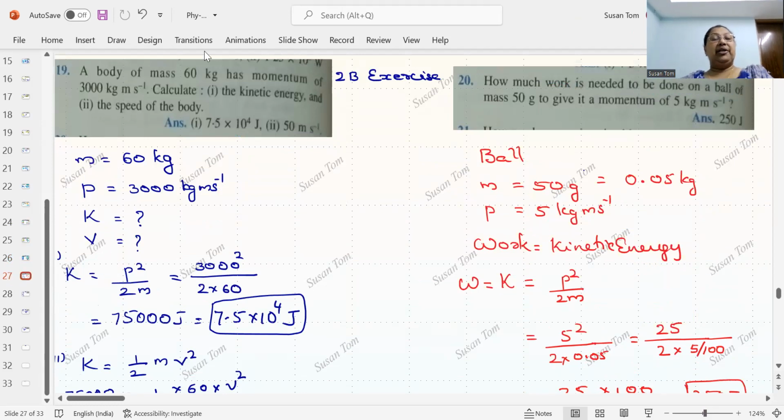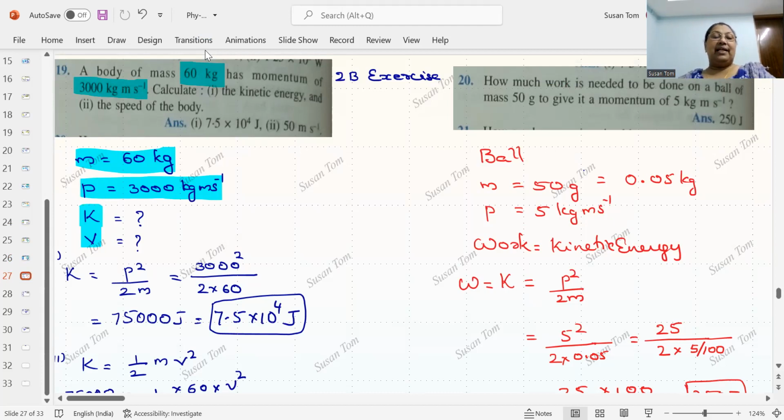Question 19. A body of mass 60 kg, momentum of 3000 kilogram meter per second. Momentum is P equal to mv. Mass is 60 kg. Momentum is 3000 kilogram meter per second. You have to calculate kinetic energy and speed of the body. K and V you have to calculate.